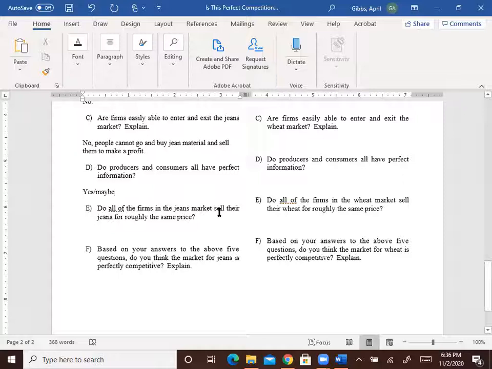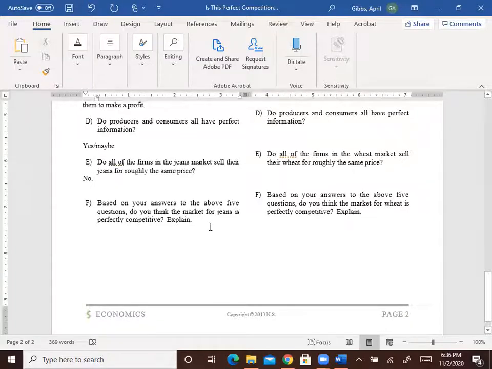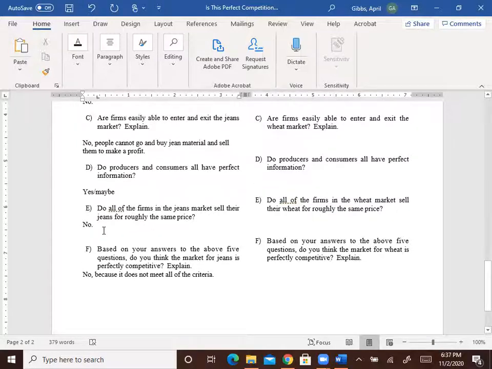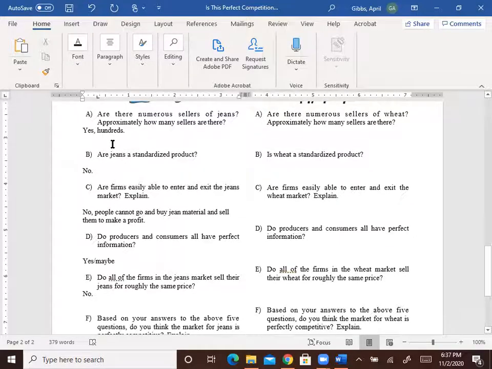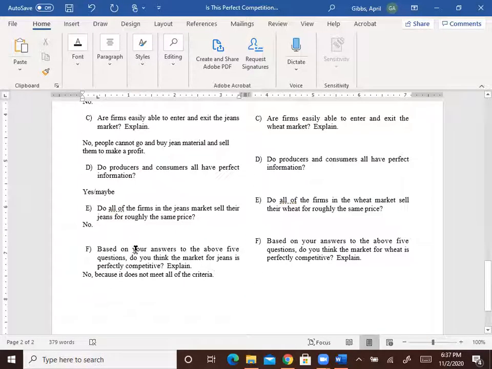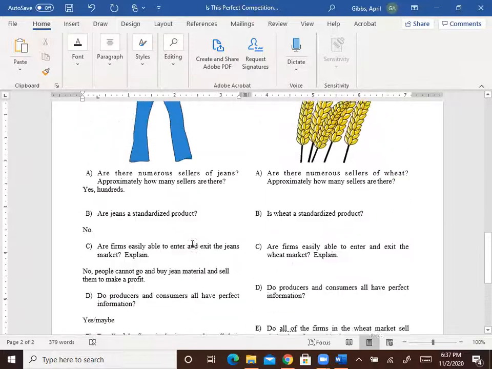Do all the firms in the jeans market sell their jeans for roughly the same price? No, there are so many expensive jeans out there. So based on your answers to the above 5 questions, do you think the market for jeans is perfectly competitive? I'm going to say no, because it does not meet all of the criteria. Up here, we answered no, maybe, no, no. So we only answered yes to like 1.5 questions. So the answer is going to be no.